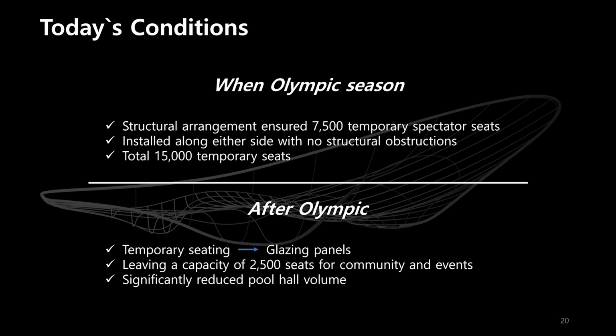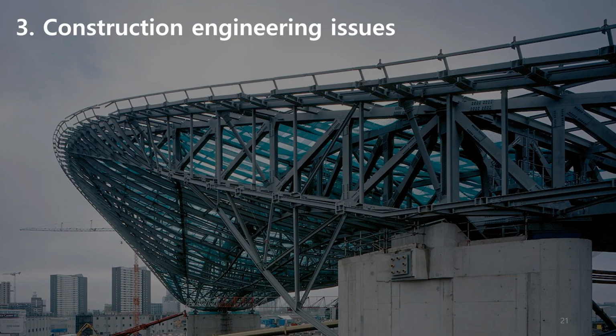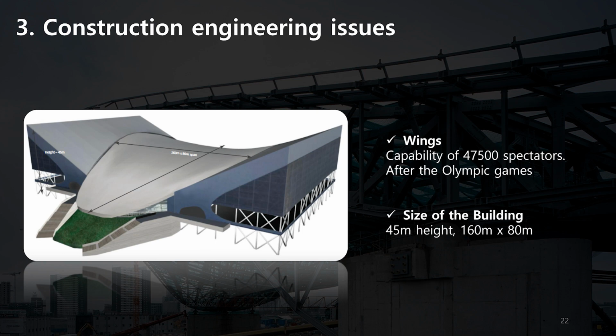In total, 15,000 temporary seats were provided, and now glazing panels are located in the temporary seating position, leaving a capacity of 2,500 seats for community and events. Now, construction engineering issues. There are two wings besides the main building. They are capable of 47,500 spectators, and after the Olympic Games, they were removed.